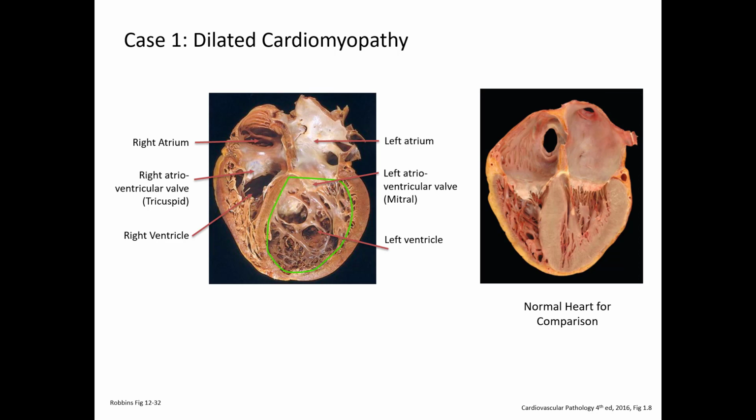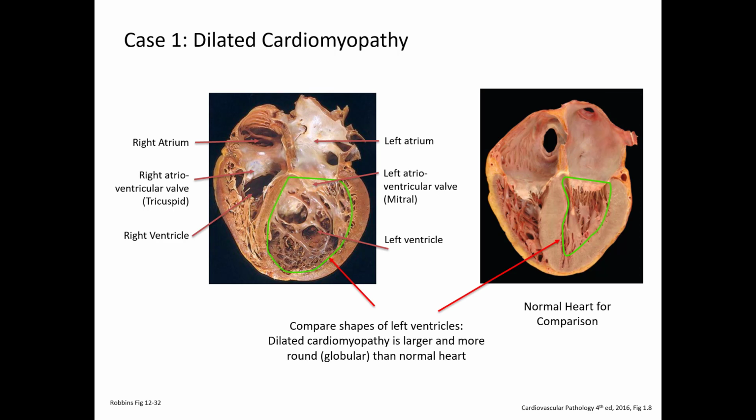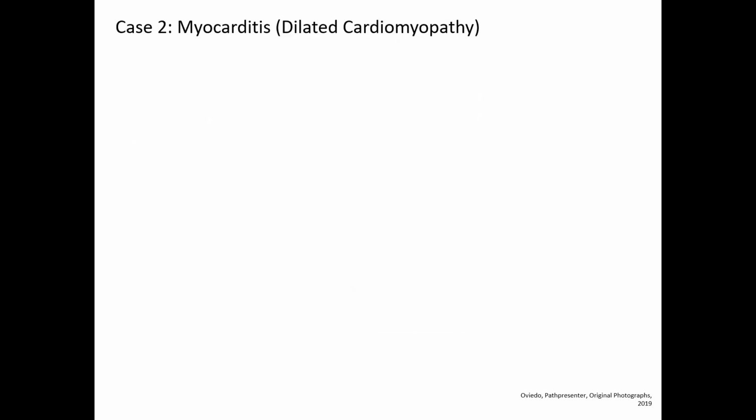You can see the chamber is too large and also has an abnormal globular appearance. Here on the right, I've outlined the normal heart left ventricle chamber for comparison. If you compare the shapes, you can see the dilated cardiomyopathy is larger and more round or globular than the normal heart. Case 2 is myocarditis, which is one of the many etiologies of dilated cardiomyopathy.